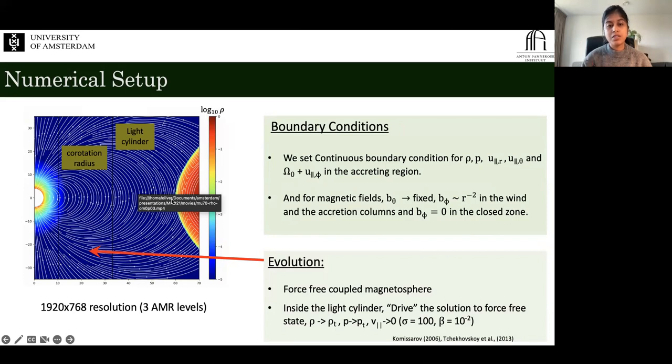Now, once the accretion flow reaches the surface of the neutron star, we set a continuous boundary at the surface of the star. That is, we allow the matter to pass through unhindered. So you have continuous boundary conditions for pressure, density, and also the parallel velocity component. And as for the magnetic field, we separate the neutron star wind region from the accretion column and the closed zone, and then we fix the B theta component at the stellar surface, and we extrapolate B phi as r to the -2 in the wind and set B phi to 0 in the closed zone.